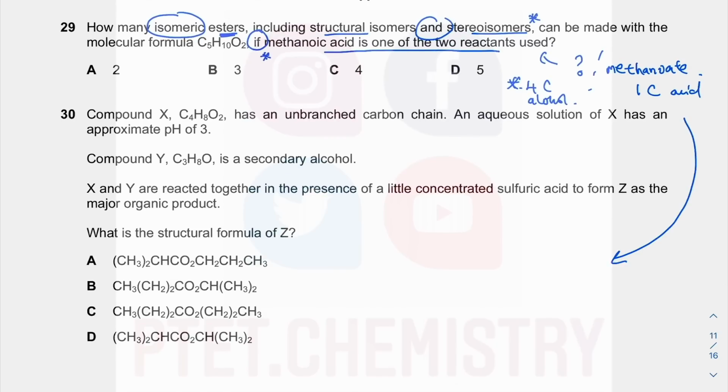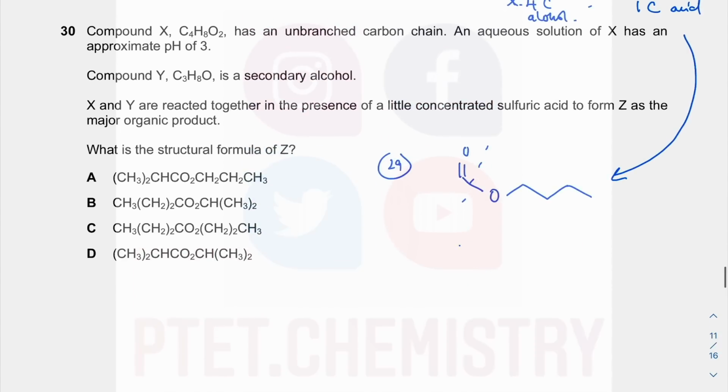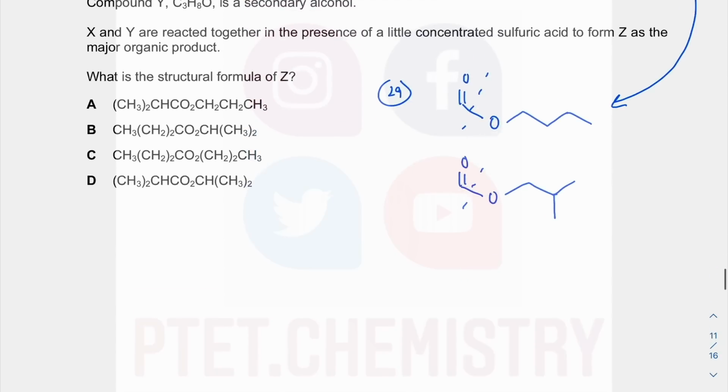I have a lot of space down there, so I'll move down there. So 29. What do I have? This is your acid. I'll get the 4 carbon alcohol. 1, 2, 3, 4. Okay, so straight chain. What else could I have? 3 carbon. If I have 3 carbon, then I can branch it out here. What else can I have?